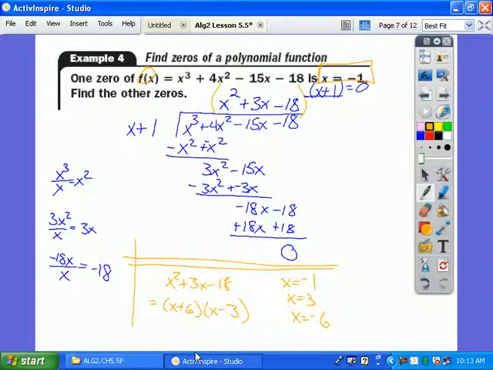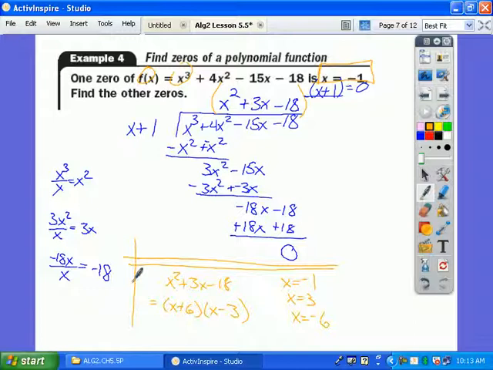And again, you haven't officially learned this yet, but it's a cubic polynomial. So I expect 3 solutions. And that's the process.